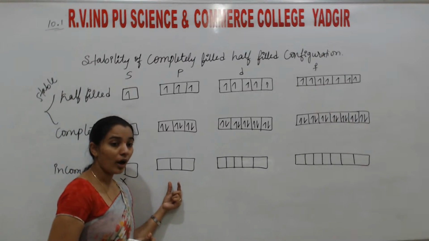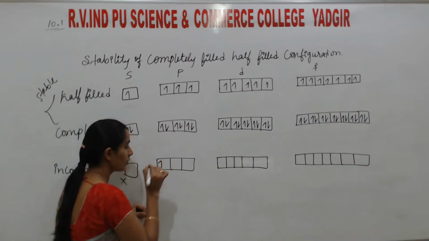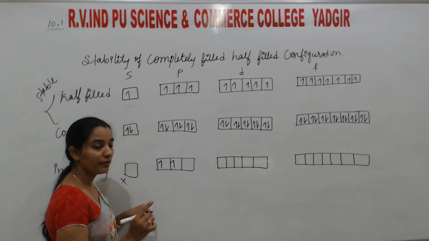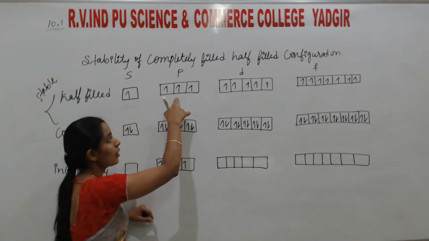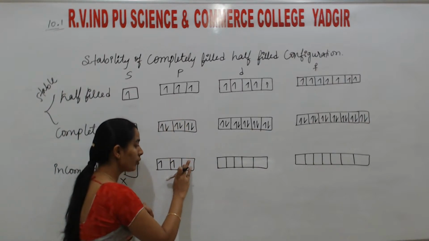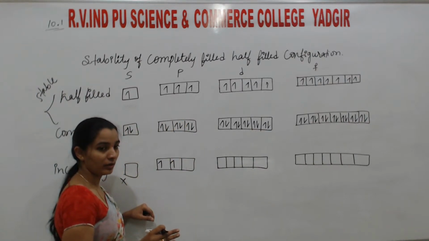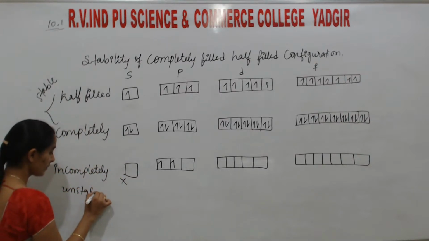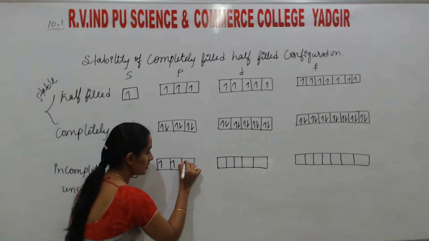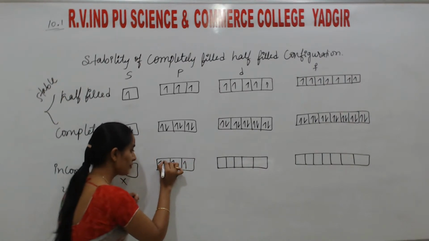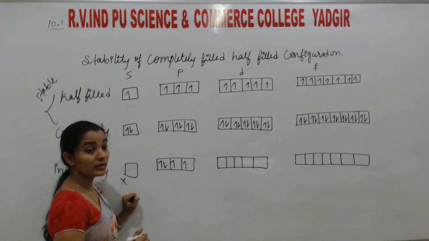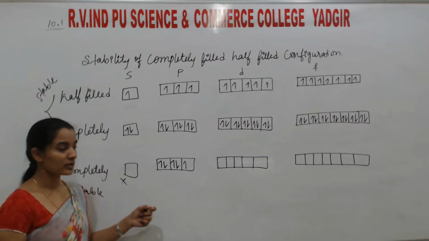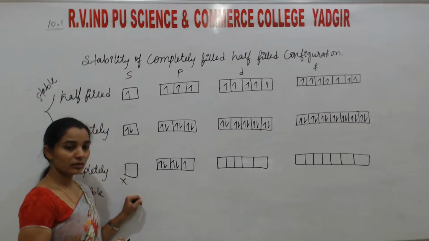When it comes to p orbital, if only one electron, incompletely filled. Two electrons, incompletely filled. Three electrons, then it is half-filled, that is stable. Until two electrons, it is unstable. The fourth electron, 2p4, is unstable. These are incompletely filled configurations. If another electron is added, that is completely filled.